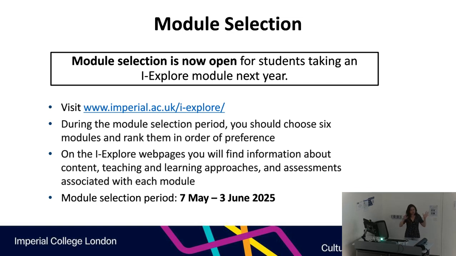And then by the end, when the selection window closes, we run an algorithm that allocates people in an optimum way so that as many people as possible get their first preference. We tend to pretty much get everyone in their top 3. So do think carefully about those preferences.